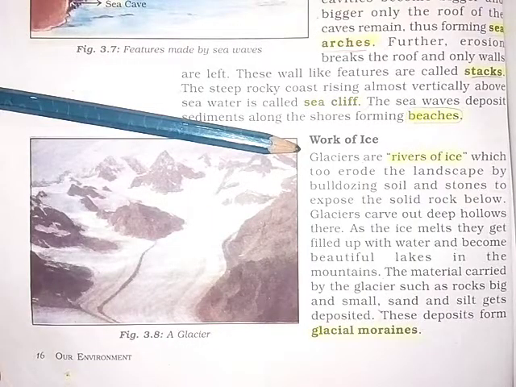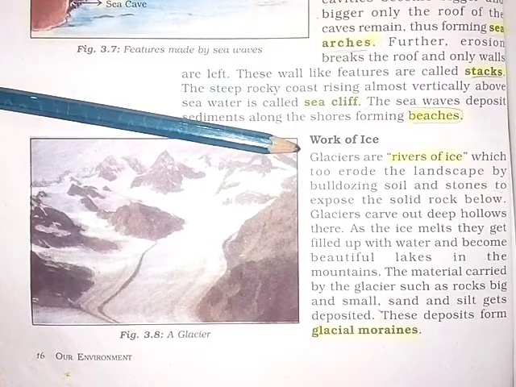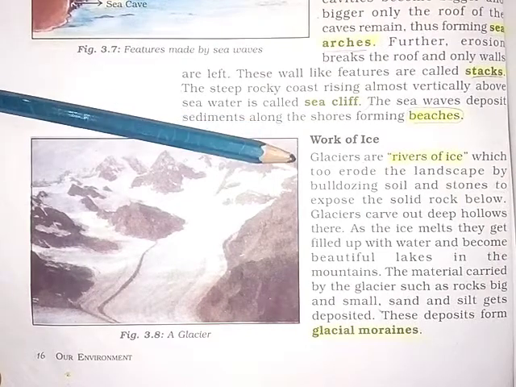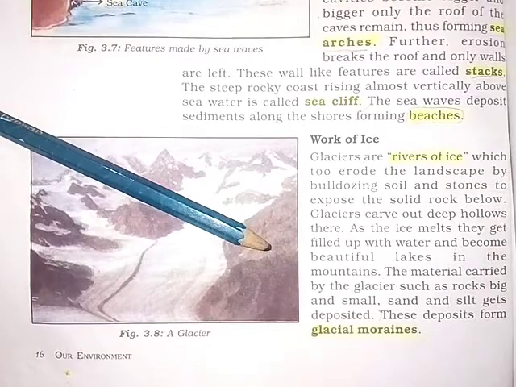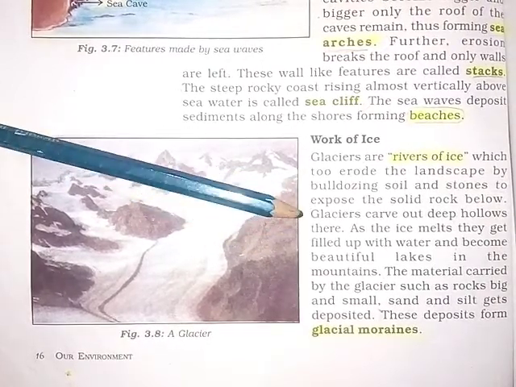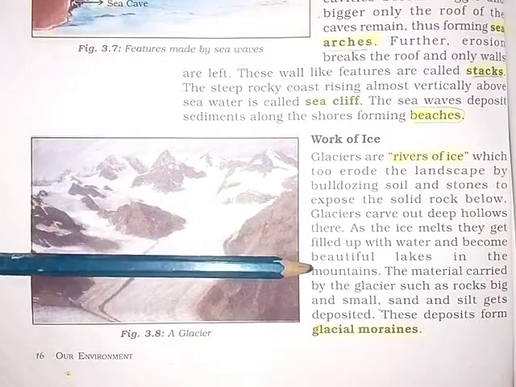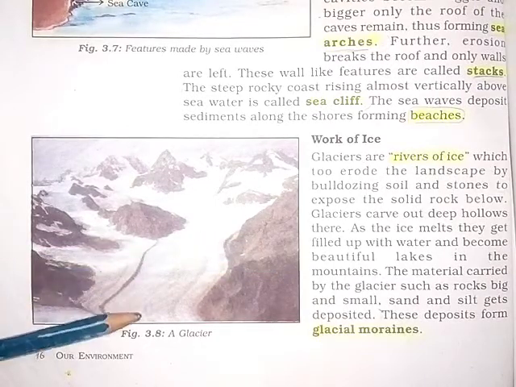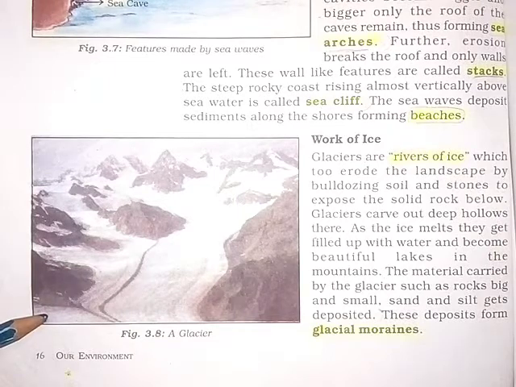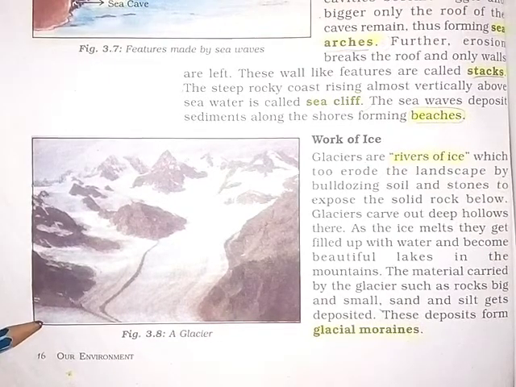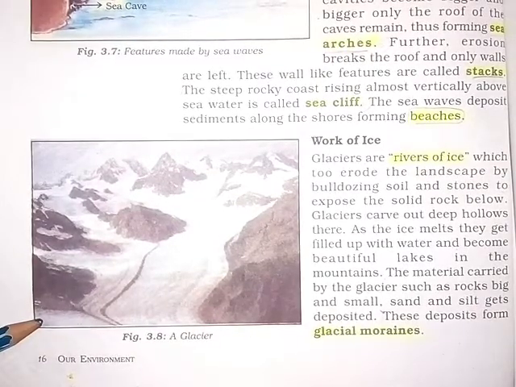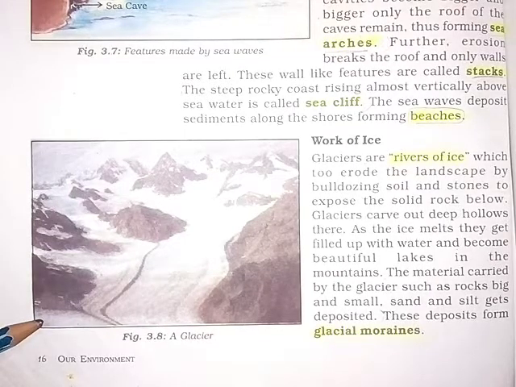Work of ice. Glaciers are rivers of ice which erode the landscape by bulldozing soil and stones. To expose the solid rock below, glaciers carve out deep hollows. As the ice melts, they get filled up with water and become beautiful lakes in the mountains. The material carried by the glacier, such as rocks, big and small, sand and silt, gets deposited. These deposits form glacial moraines.